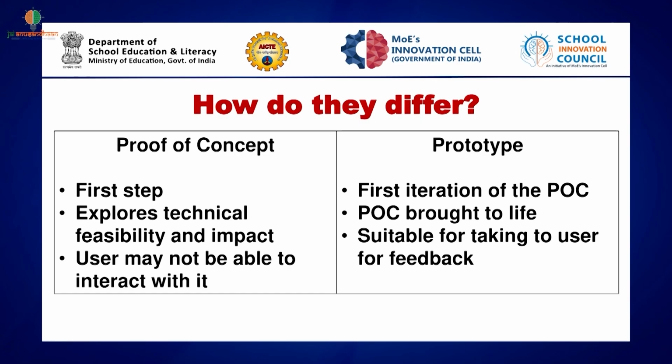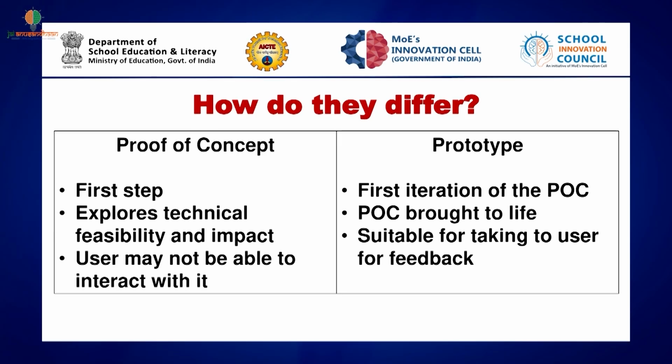Now that we have discussed both of these terms, it may be a little confusing what the difference between the two is. So let us discuss that. A proof of concept is the first step to moving forward with one of your ideas. The idea of a proof of concept is to just explore and present the technical feasibility and impact of your idea. However, a prototype is more like a first iteration of the POC. It is like a POC brought to life.